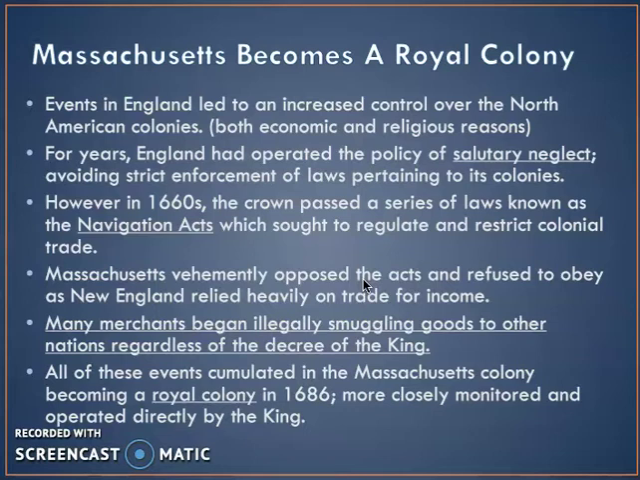And it says all these events accumulated in the Massachusetts colony, which is becoming a royal colony in 1686. So a royal colony essentially means it's going to be more closely monitored and operated directly by the king, which makes sense because the goal of the colonies is to make as much money as possible for England. Well, where are they making most of their money? Well, it comes with trades, and it comes with the shipping off of raw materials and all of that to England, which they can then take and put into factories, and then they can make their finished goods and send those goods to Africa.